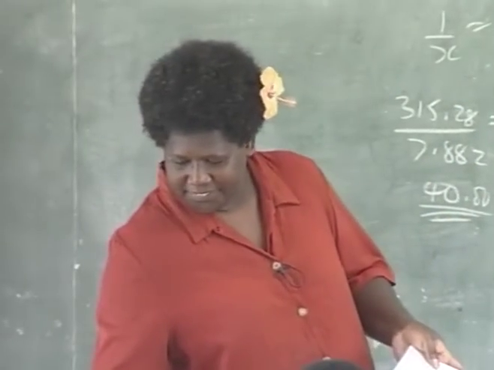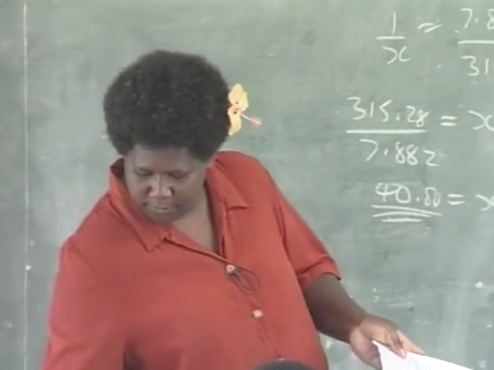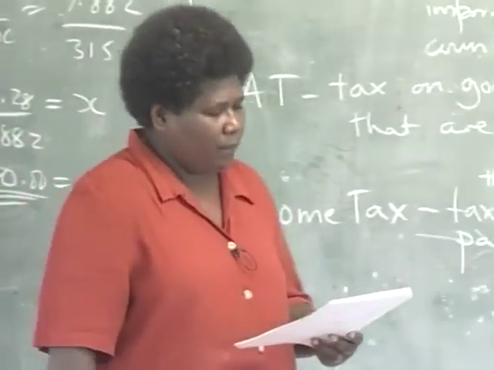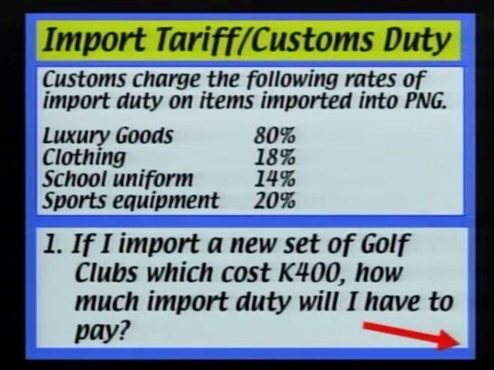Okay. Back to the exercise. That's what we have to do. Question 1 on the exercise on import duty or import tariff. It says for luxury goods, 80% is paid as import duty. That's why luxury goods are very expensive. Clothing is 18%, school uniform is 14%. Now you know why your school uniforms are very expensive, because whoever imports those school uniforms has to pay 14% import duty. And sports equipment is 20%.